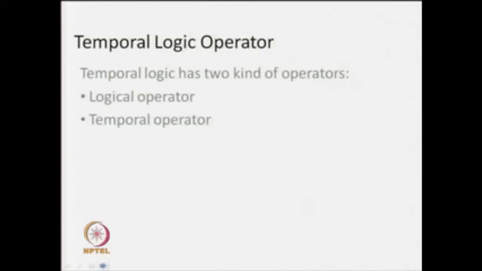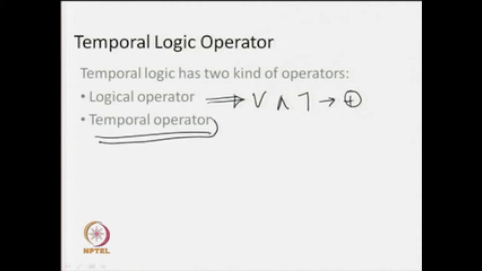Now, temporal logics have two kinds of operators, one is logical operators and the second is temporal operators. Already we have talked about logical operators, where we have disjunction, conjunction, negation, implication, XOR, and so on. All those logical operators that we have in other logics can be used here in temporal logic also. Along with that, we have another kind of operator which is known as temporal operator. So, these are the basic things that we have.